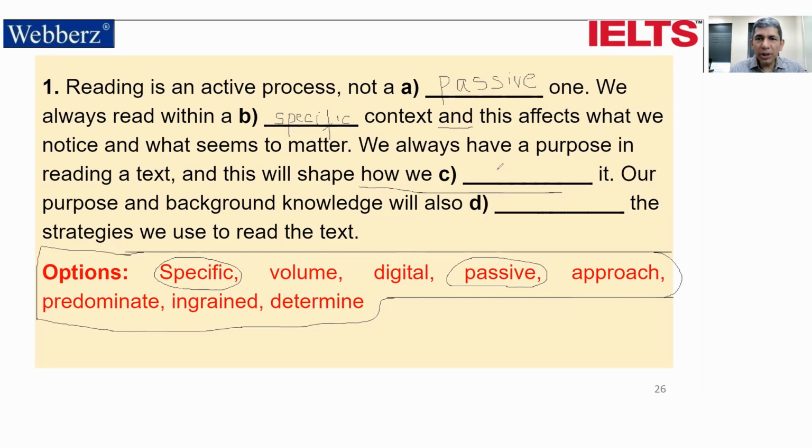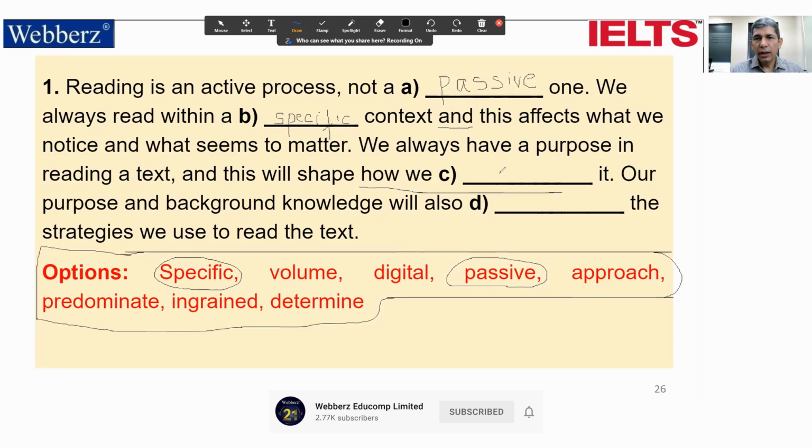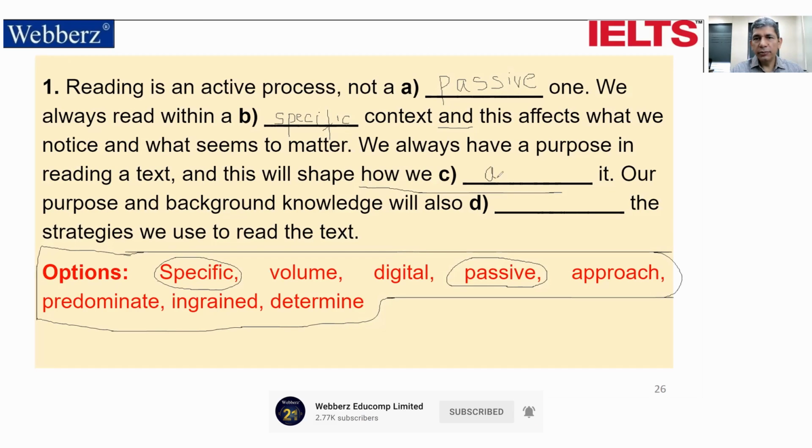Now this is going to be a verb, you know. Yeah. It is going to be a verb here. So because we have to take an action on it, it's a verb. So we have to find out the verb from below using logic and common sense. So you figure out that two to three words will fit here. Determine, approach, and predominate. So if we want to shape it, so how we approach it? Okay. All right. So your answer is approach it.